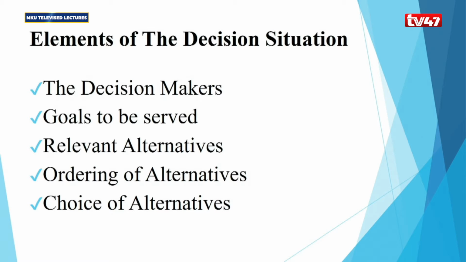And three, there are relevant alternatives. That means for us to make the best decision, we need to come up with relevant alternatives. And from the relevant alternatives, we are able to order them, so that we get the most important alternative. And five, there is the choice of alternatives. That means the alternative that we are going to choose from the relevant alternatives.